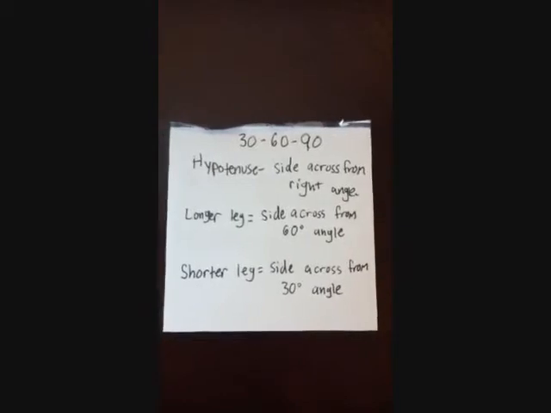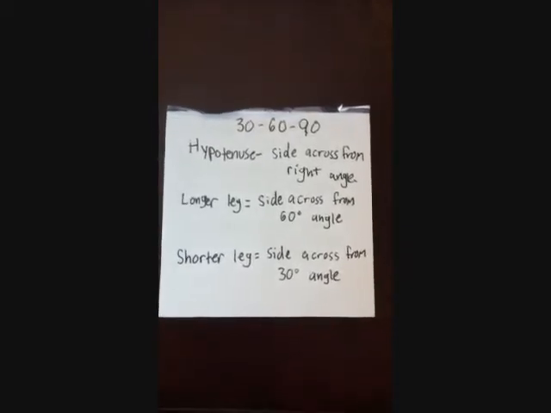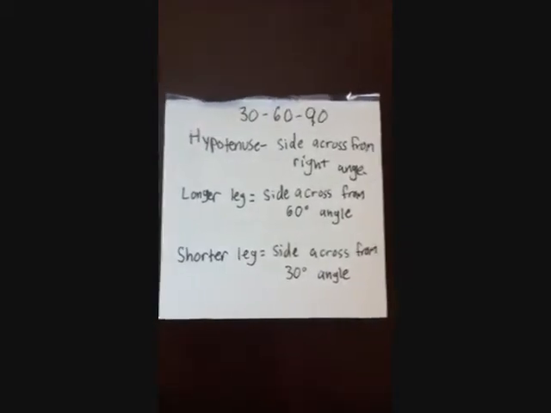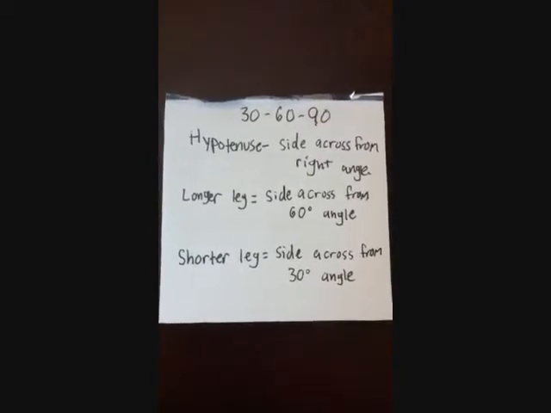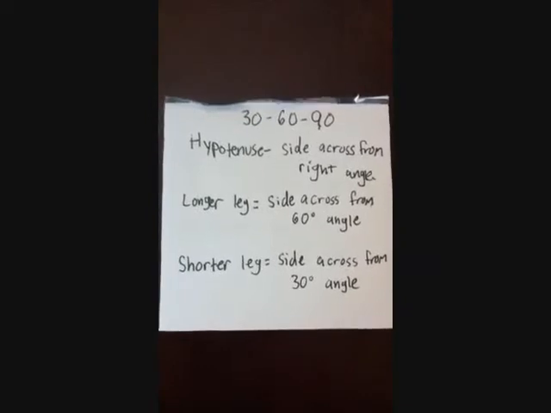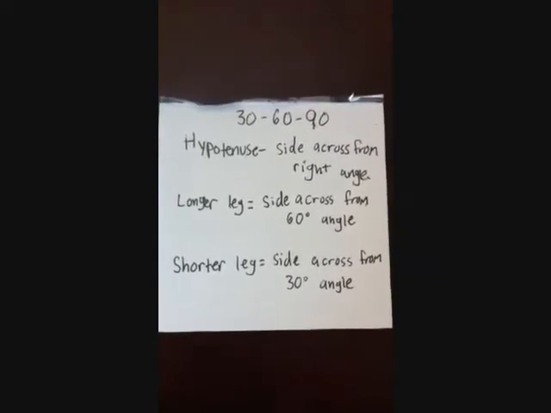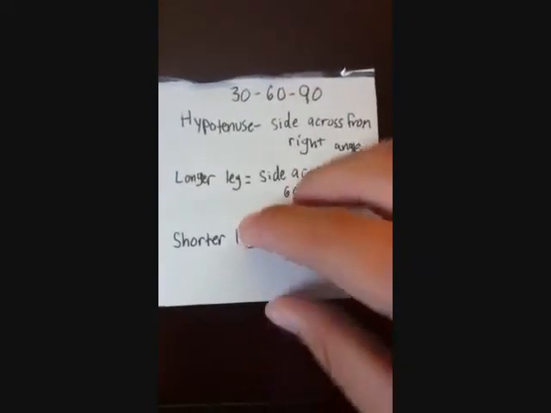Now guys, here's some reminders about how to label the sides for a special right triangle. For a 30, 60, 90, the hypotenuse is the side across from the right angle, always. The longer leg is the side across from the 60 degree angle, and the shorter leg is the side across from the 30 degree angle.